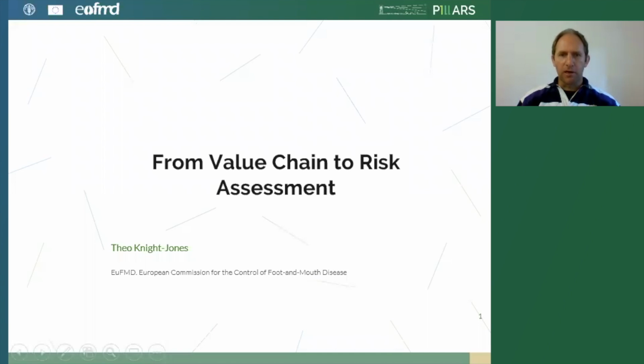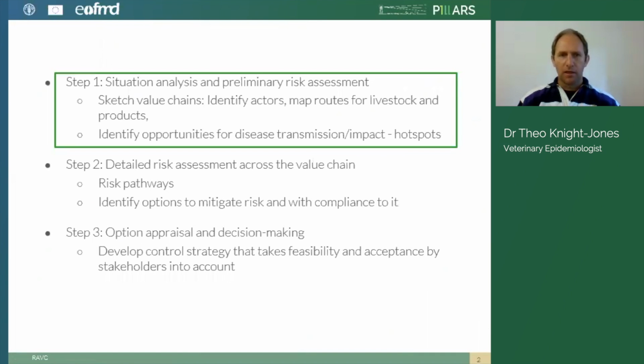Hello, I'm Theo Knight-Jones. In this talk, we will explain how we move from a value chain assessment to a risk assessment. This process sits within step one of our risk analysis value chain approach.